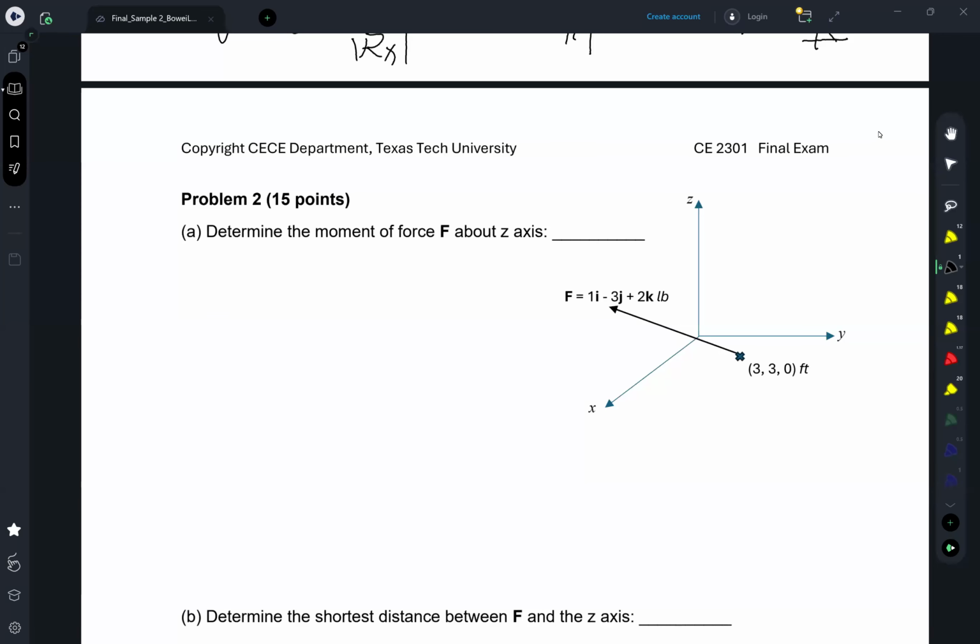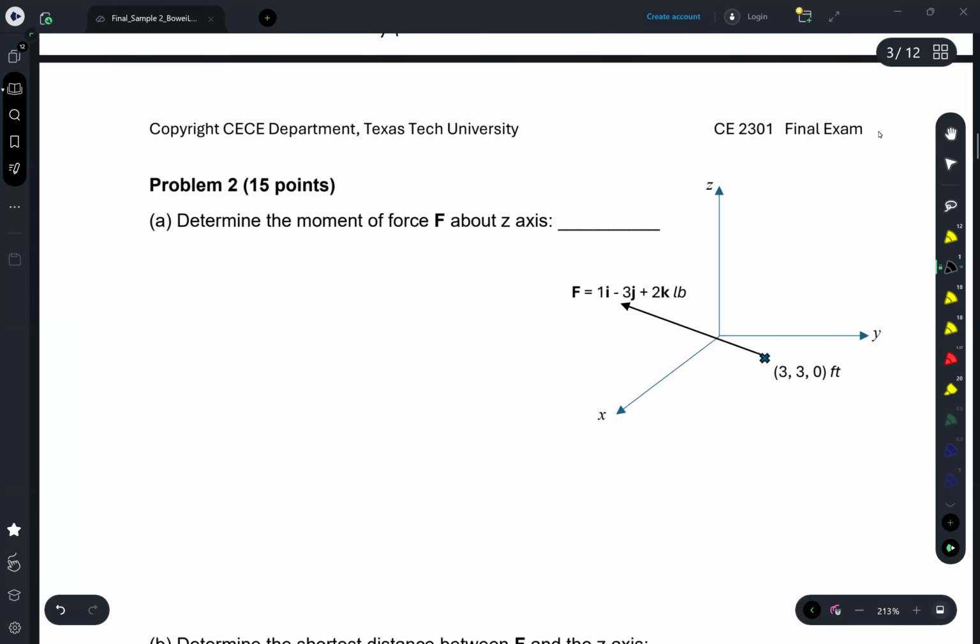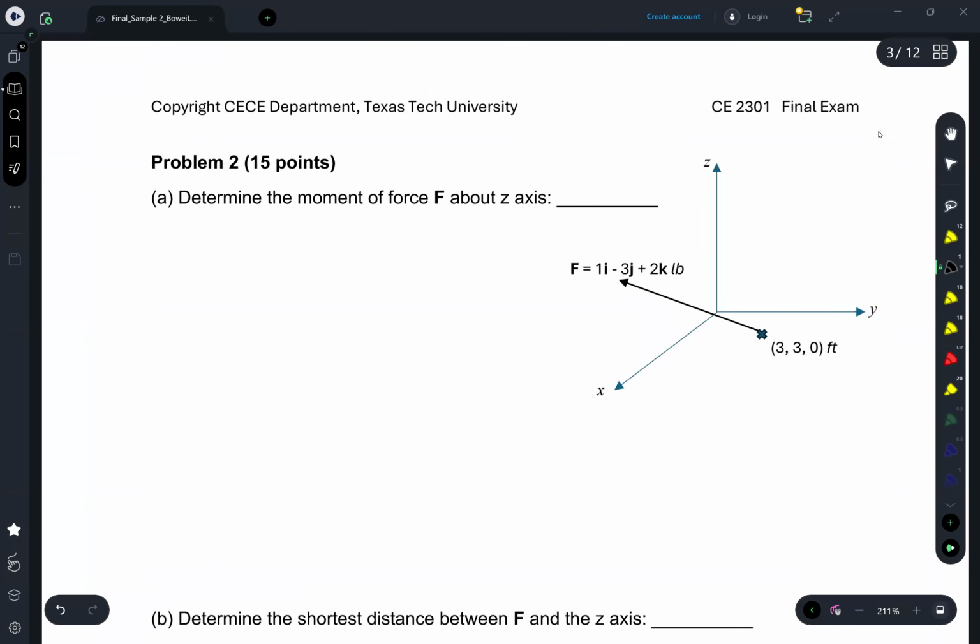Okay, so now we move on to the second problem here. The second problem is given that we have a force vector here and we know the point of action of the force. We are supposed to determine the moment of the force about the axis here, which is the z-axis, and then determine the shortest distance between the force and the z-axis. Well, how can we approach that?